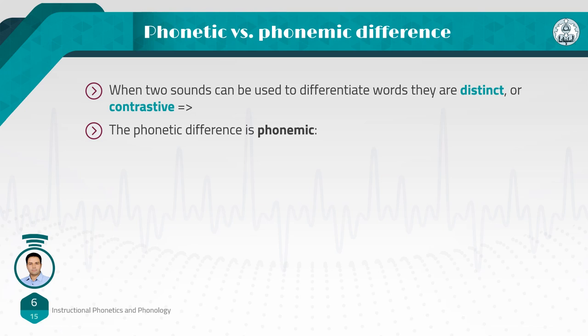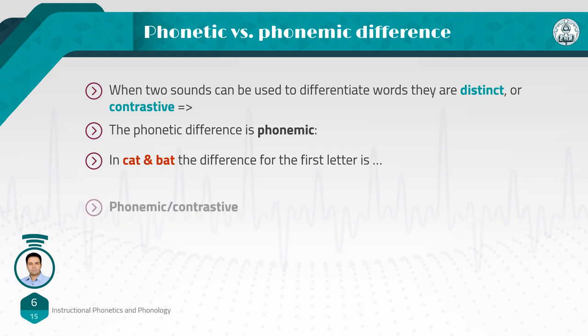Look at this example. In a pair like cat and bat, the difference for the first letter is phonemic because it is meaning distinguishing. C and B: C makes the word cat and B makes the word bat, and there is a difference in the meaning. Therefore, it is contrastive or phonemic.